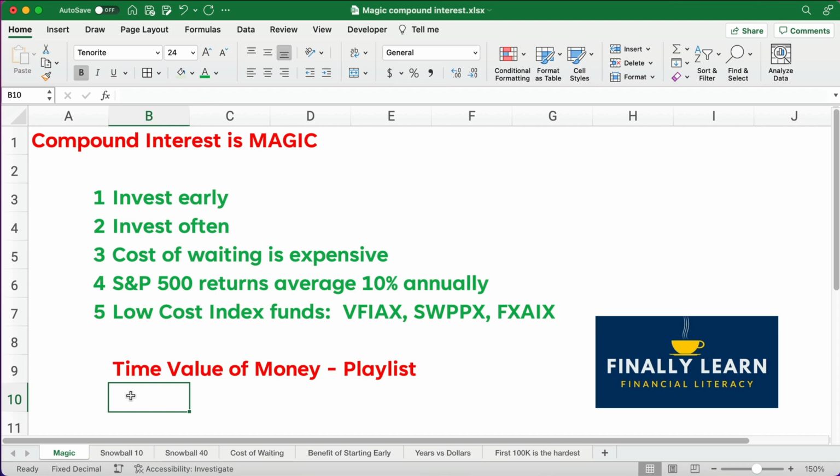Hello and welcome. Today we're working on the idea that compound interest is magic. And this can be life-changing if you understand this. If you understand how investments work and how interest rates work and compound growth, this is life-changing for you and you need to understand it, especially when you're young.